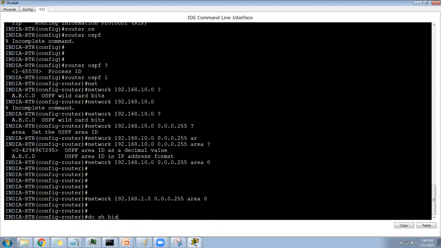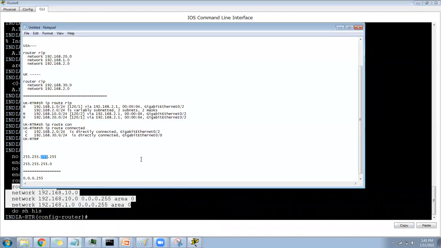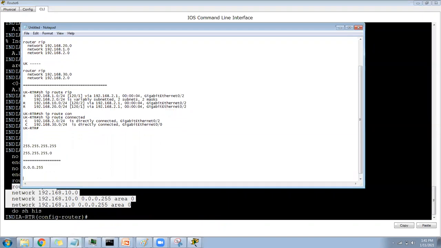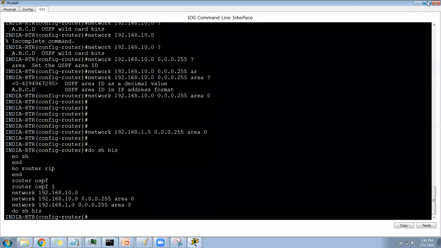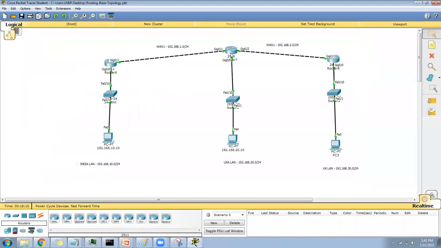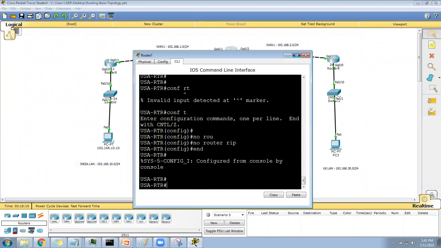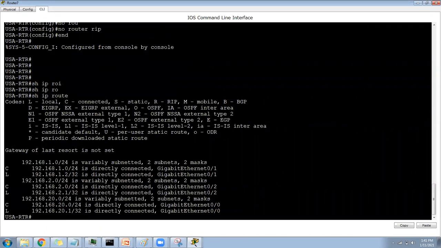So what I did, to do show history. See, I just configured these two commands for the OSPF. So if I go there, this is my Hyderabad router. This is done, the India router. Now if I go to the US router, first see show ip route. How many routes do you have? So you have these three routes.